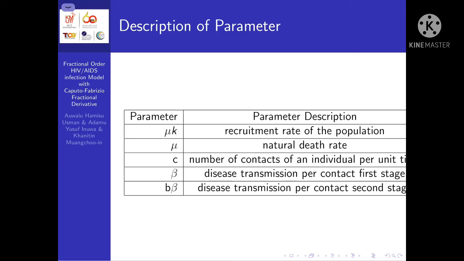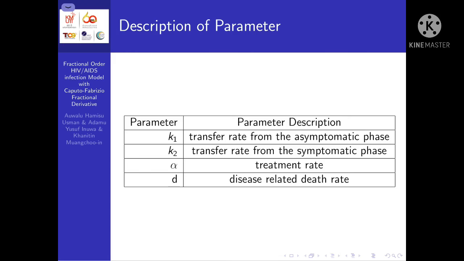And mu K is the recruitment rate, mu is the natural death rate, and C is the number of contacts of an individual per unit time, and beta is the disease transmission per contact in the first state, and B beta is the disease transmission. For the next parameters, K1 is the transfer rate of the asymptomatic, K2 is the transfer rate of the symptomatic, alpha is the treatment rate, and D is the disease-related death rate.